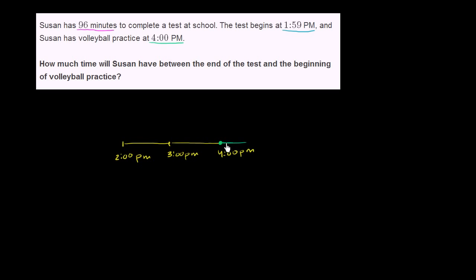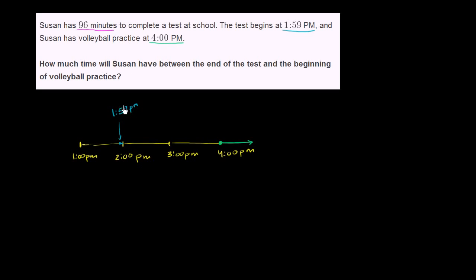It's going to start then and go on from 4 p.m. And then the test begins at 1:59. So let me continue the number line. This right over here is 1 o'clock p.m. The test is going to begin at 1:59, so 1 minute before 2 p.m. We know that there are 60 minutes in an hour. So 1:59 is 1 minute before 2 p.m. I'm not drawing it completely to scale, but this right over here is 1:59 p.m. So we use 1 minute to get to 2 p.m.